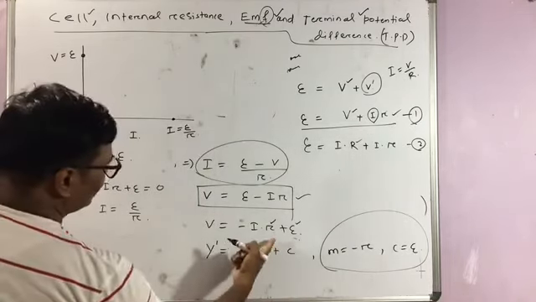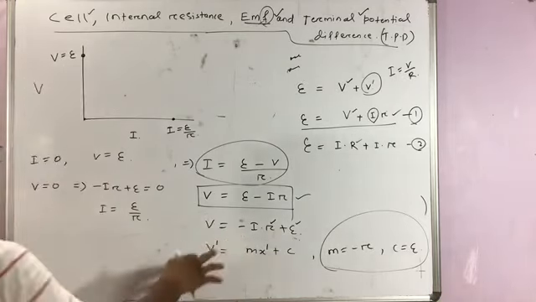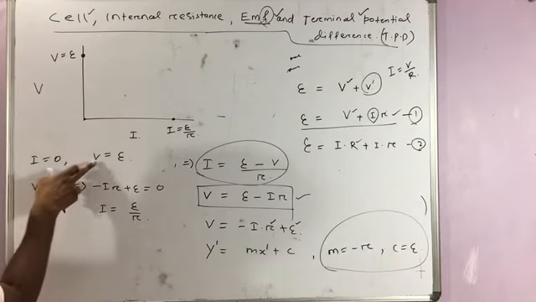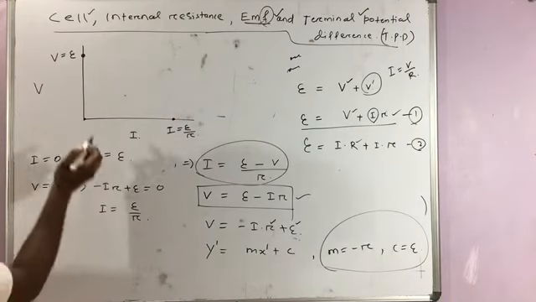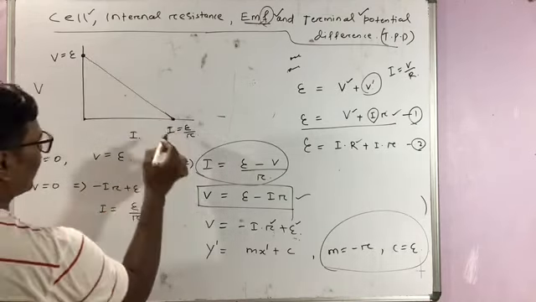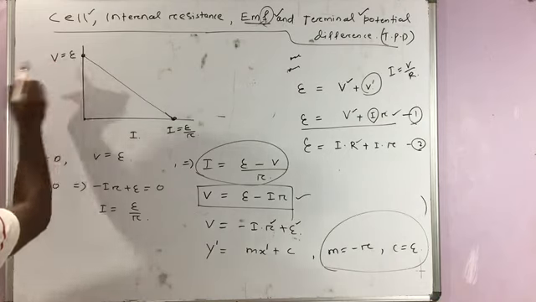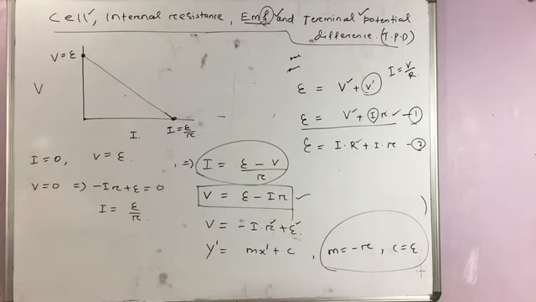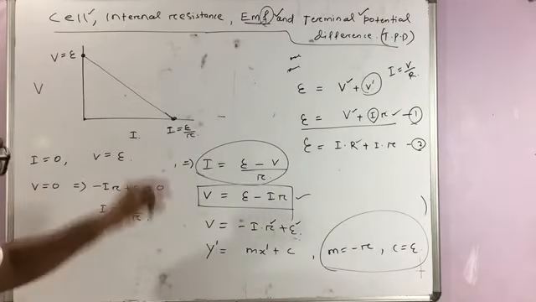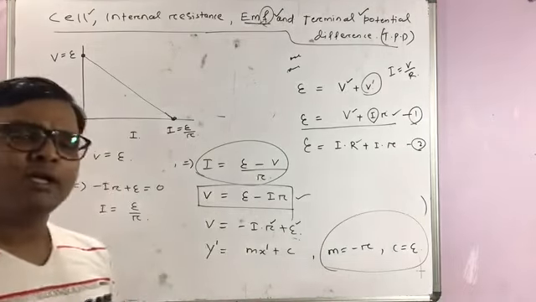As this equation is suggesting, the graph will be a straight line whose slope is negative and y intercept is positive. If you take these two points into consideration, V is equal to E and I is equal to E by R, and simply join them, they are the two extreme ends. This is the point where the value of the current is E by R. This is the point where the terminal potential difference equals your EMF. So this is the third graph between V and I. Students, out of all these three graphs, you will be asked to plot the graph, or you need to explain the graph on the basis of your mathematical equations. Thank you.